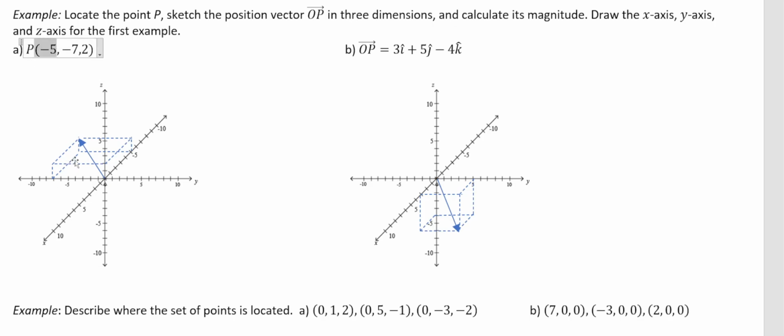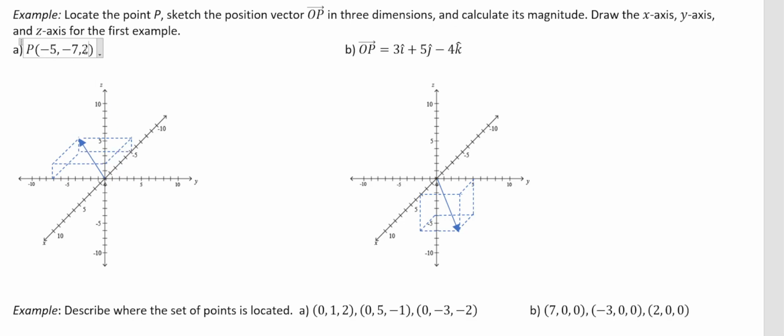-5 is the x component. So I'm going to go -5 back along the x-axis. So I'm going in that direction right there. Okay. Now, I also have to go -7 along the y-axis. So I go -5 along the x right here, and then -7 along the y right there.